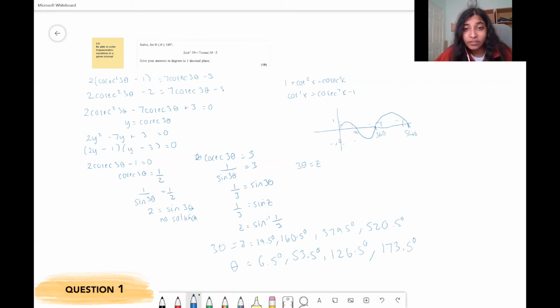And then you just have to make sure to draw out your graph again, just to make sure you get all the solutions. And you remember that we're dealing with 3 theta. So if you remember that for 3 theta, the graph is just squished in the x direction by a third. So it means that you are going to get more solutions. So now let's try another one.